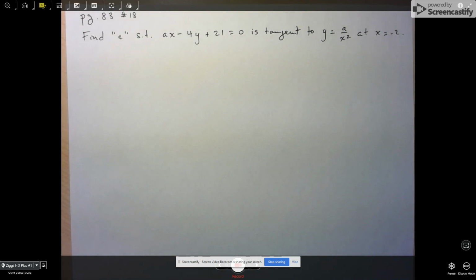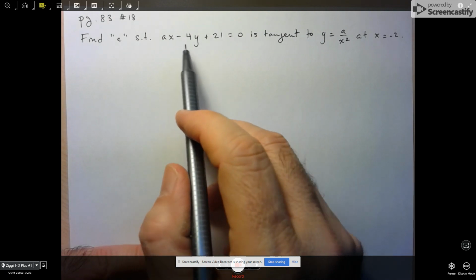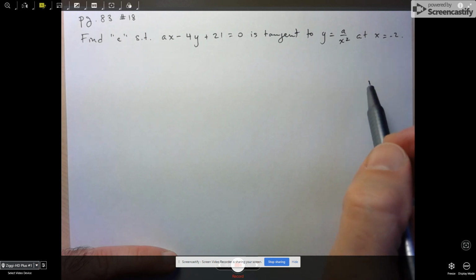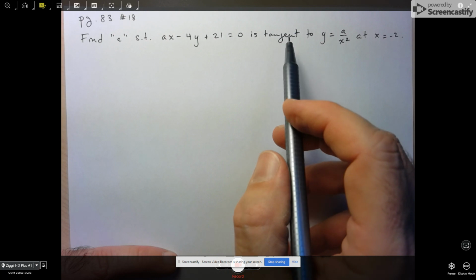Hi folks, we're going to take a look at number 18 on page 83. So they want us to find the a value such that this line is tangent to this curve at x equals -2. All right, so first of all, let's recall what it means to be tangent to a curve.